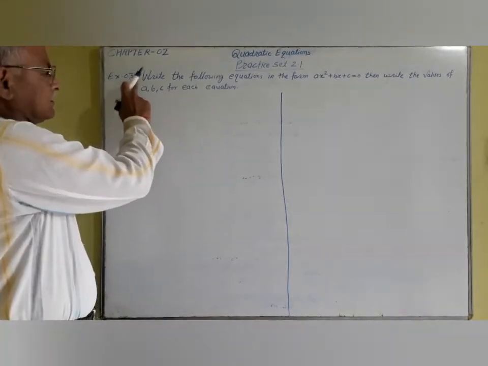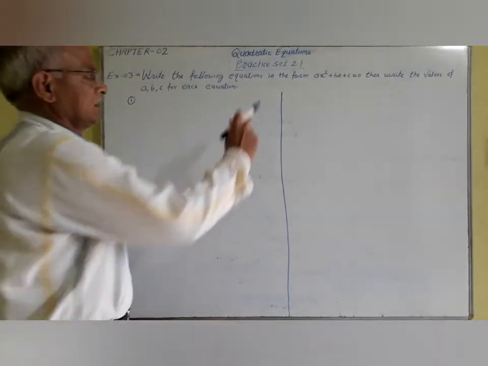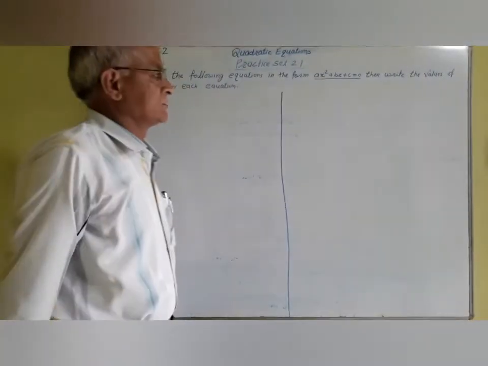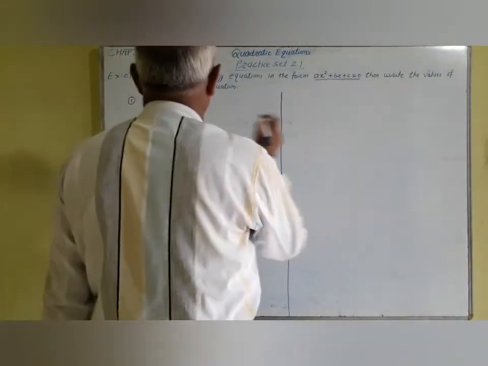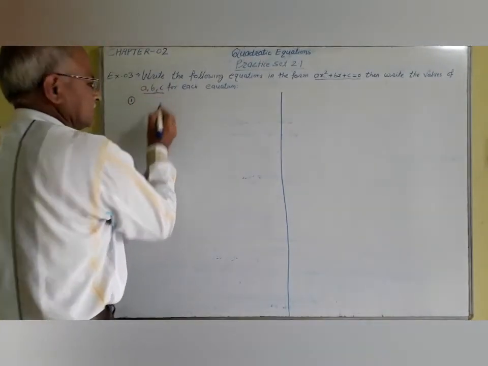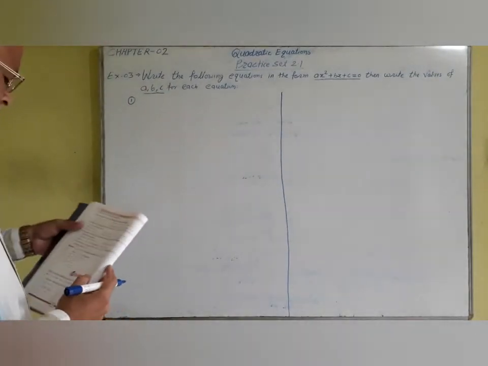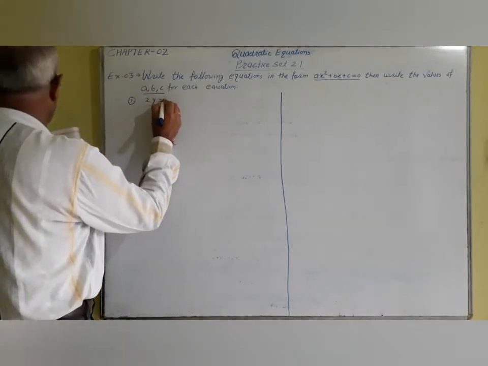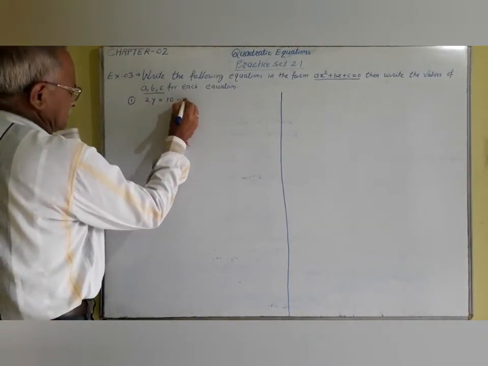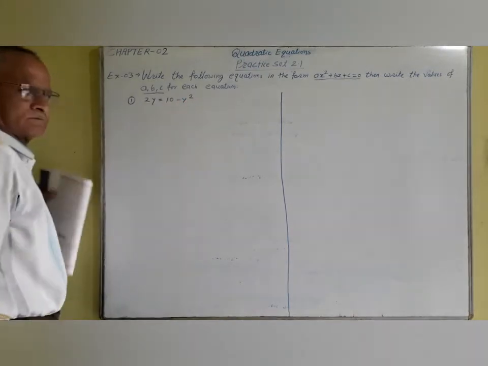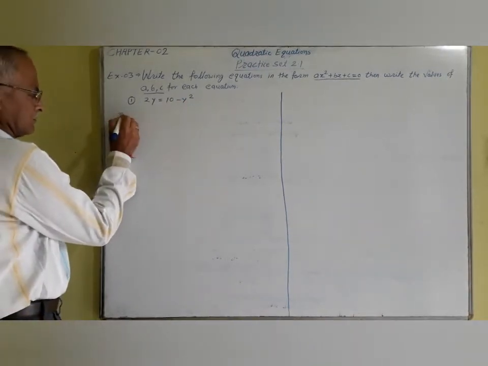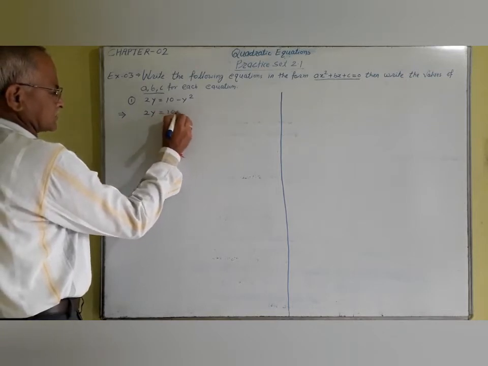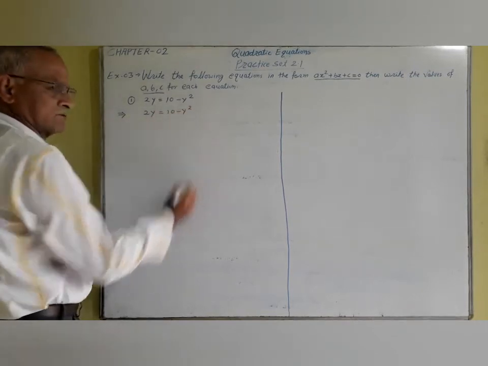Example number 3. Write the following equations in the form ax square plus bx plus c is equal to 0. Then write the values of a, b, c. Equation number 1: 2y is equal to 10 minus y square. Here first of all we write the given equation. 2y is equal to 10 minus y square.